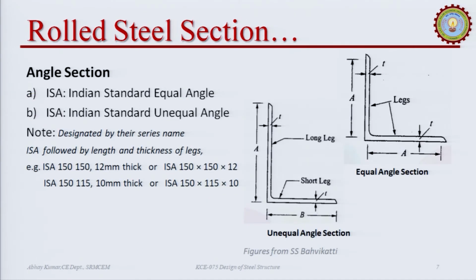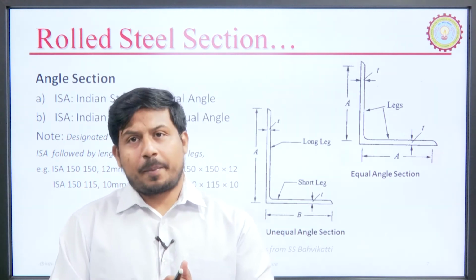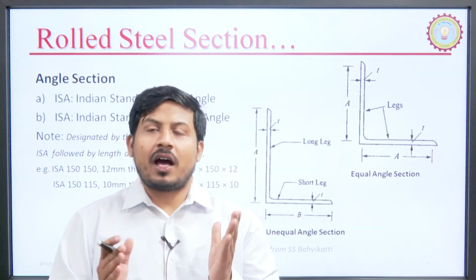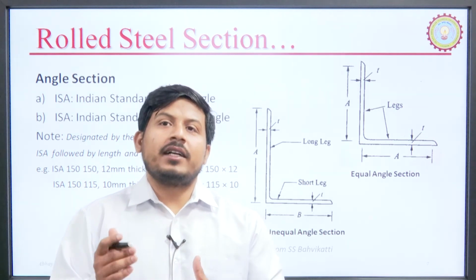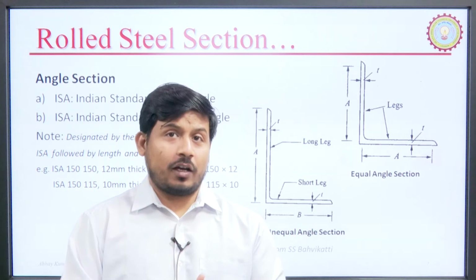Now, let us talk about another very important and very common section, that is the angle section. This section comes mainly in two series, first the equal angle series, another the unequal angle series. What is the equal angle series? What is the unequal angle series? Equal indicates that the leg lengths of the angle section are equal. Unequal indicates that the lengths of the legs of the angle section are not equal.